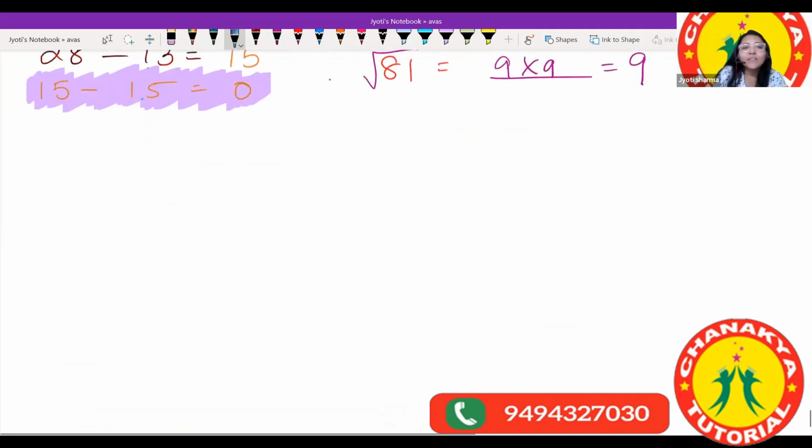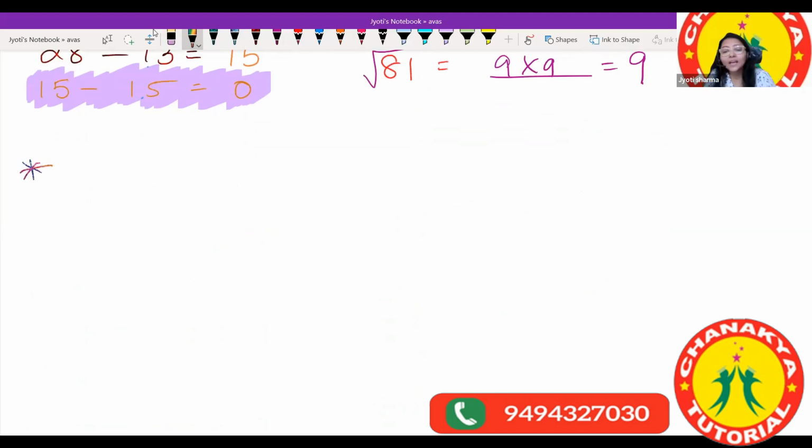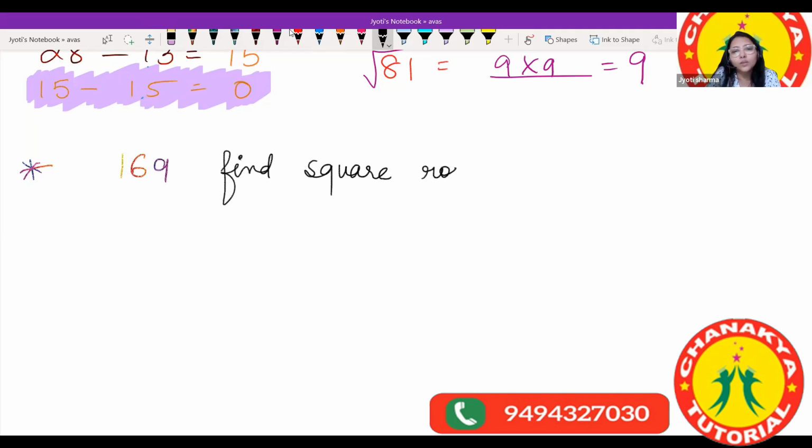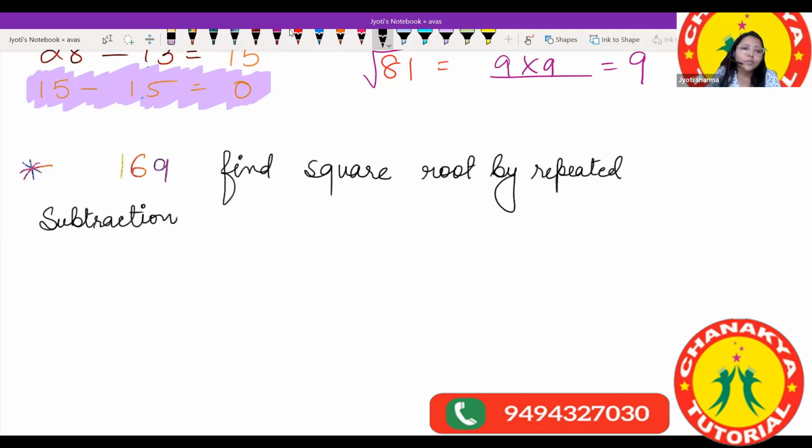Okay, kids, I am giving you a question. Do repeated subtraction and tell me your answer. And I can ask any one of you what will be the next number. So your question is: find the square root of 169 by repeated subtraction.